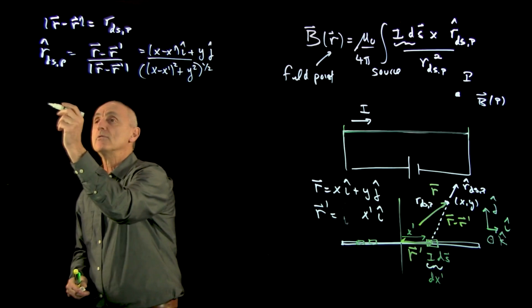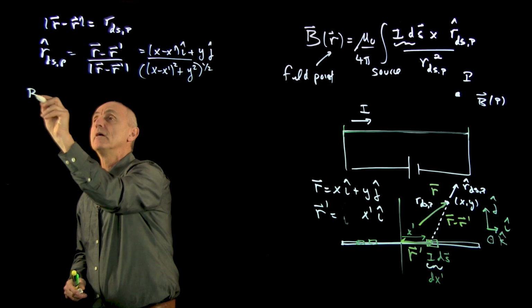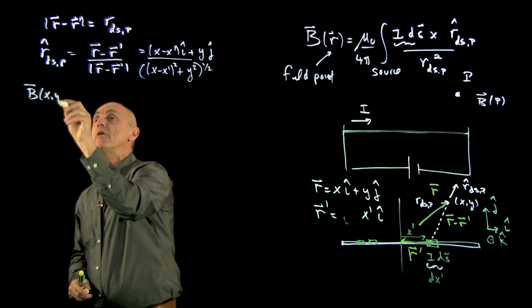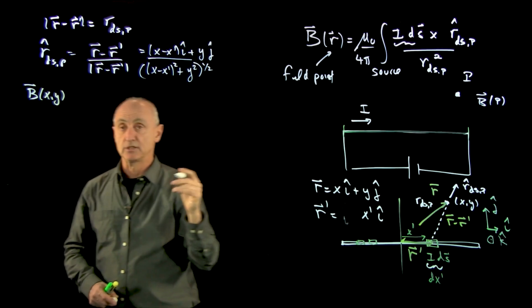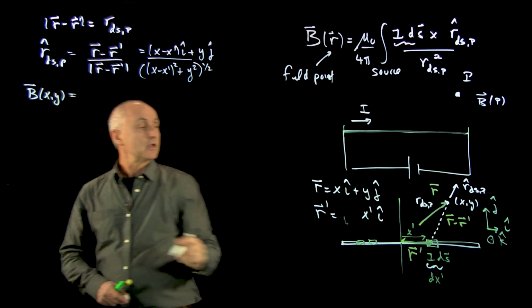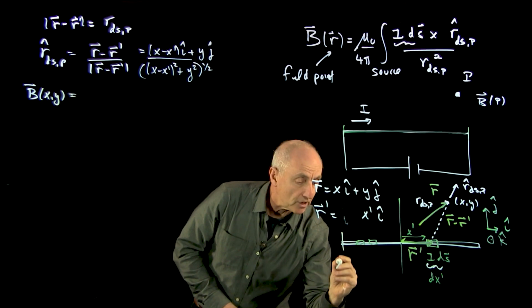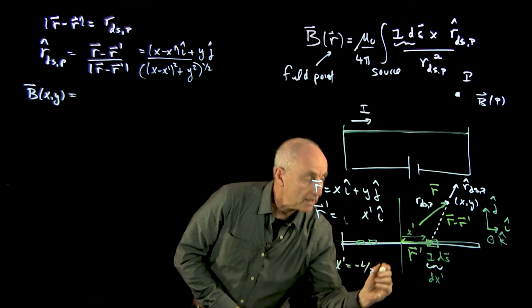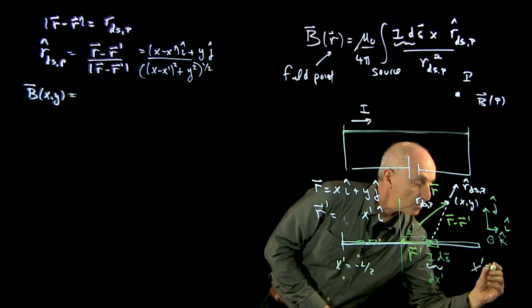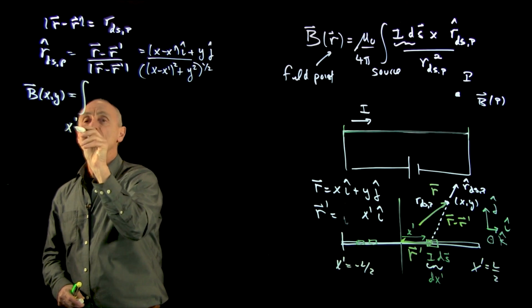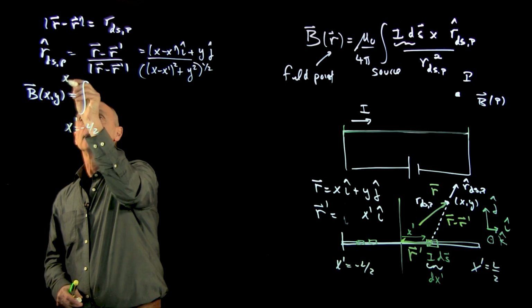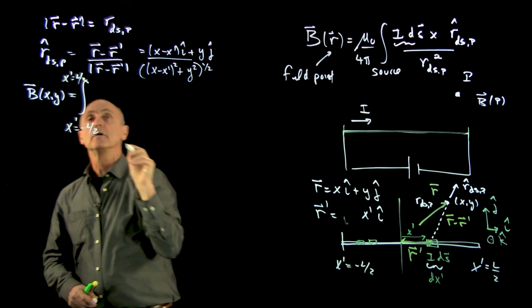And so now we can write down the magnetic field. And now I'm introducing very explicitly the field coordinates, x and y. This is in the plane. It's equal to the integral. Well, our integration variable is going from minus L over 2 to x prime equals L over 2. And so the limits over this small section of the wire are given by that.